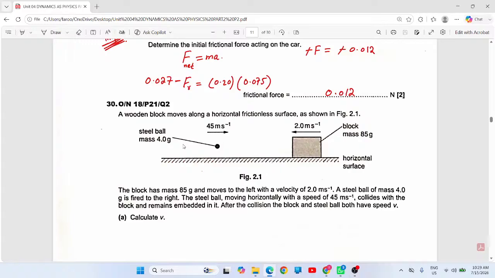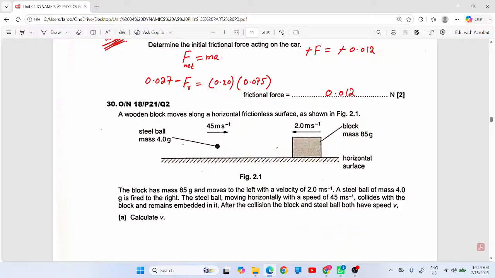Question number 30. A wooden block moves along a horizontal frictionless surface as shown in figure 2.1. The block has a mass of 85 grams and moves to the left with a velocity of 2. A steel ball of mass 4 grams is fired to the right. The steel ball, moving horizontally with a speed of 45, collides with the block and remains embedded in it.